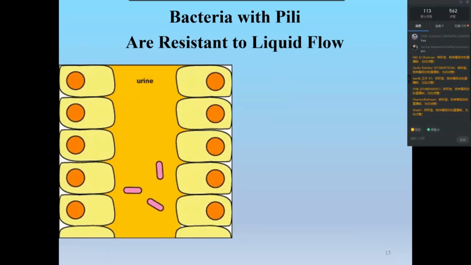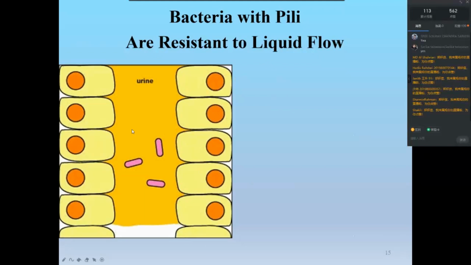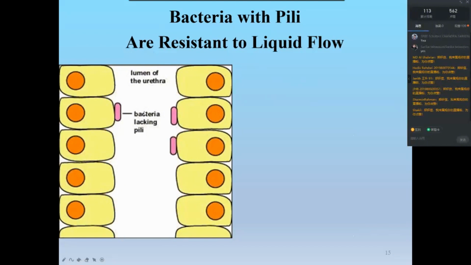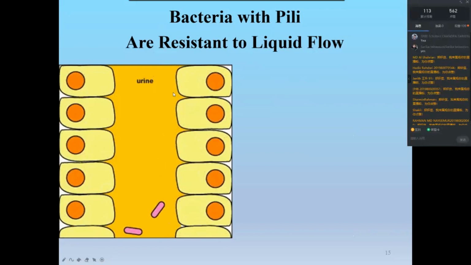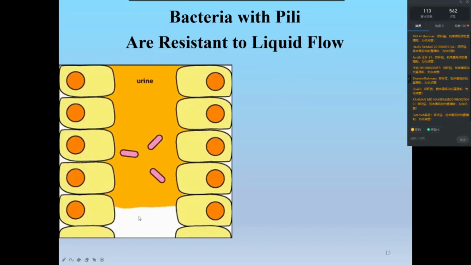And this picture, this cartoon, shows us the role of pili in adherence. Like this bacteria, they don't express pili. So this is in the urinary tract. So they just stop on the cell surface. When the urine flush comes, it easily takes the bacteria away, flush the bacteria away. See? So this is the bacteria without pili.